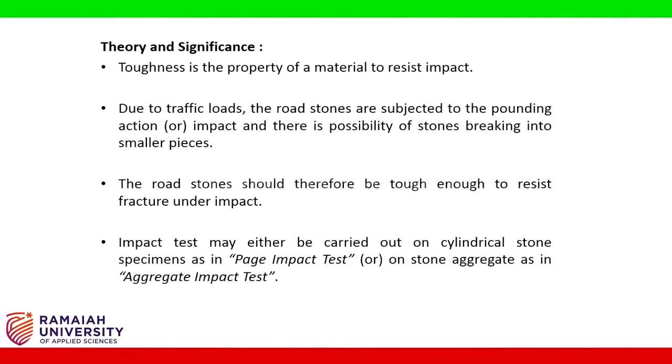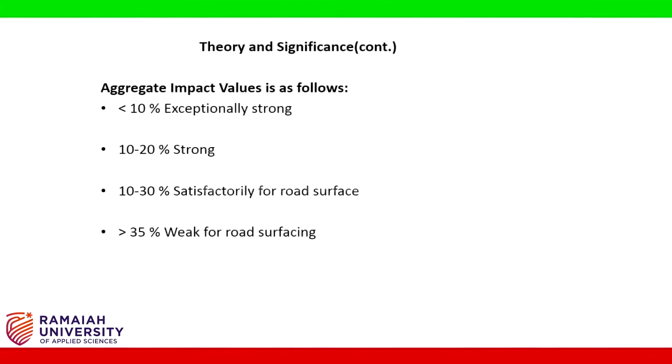Impact test may either be carried out on cylindrical stone specimens, as in the Page impact test, or on stone aggregate as an aggregate impact test. Aggregate impact values are as follows: less than 10% exceptionally strong, 10 to 20% strong, 20 to 30% satisfactory for road surface, greater than 35% weak for road surfacing.